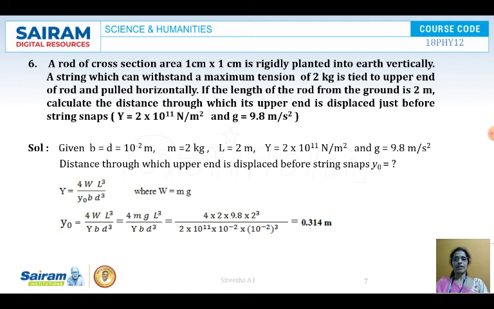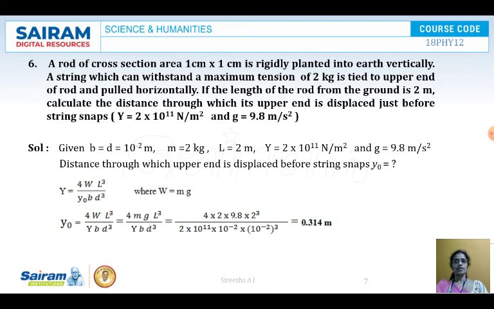Now another numerical. A rod of cross-sectional area 1 centimeter into 1 centimeter is rigidly planted into the earth vertically. A string which can withstand a maximum tension of 2 kgs is tied to the upper end of a rod and pulled horizontally. If the length of the rod from the ground is 2 meters, calculate the distance through which its upper end is displaced just before the string snaps. Y is given as 2 into 10 to the power of 11 Newton per meter square and g is given as 9.8 meters per second.